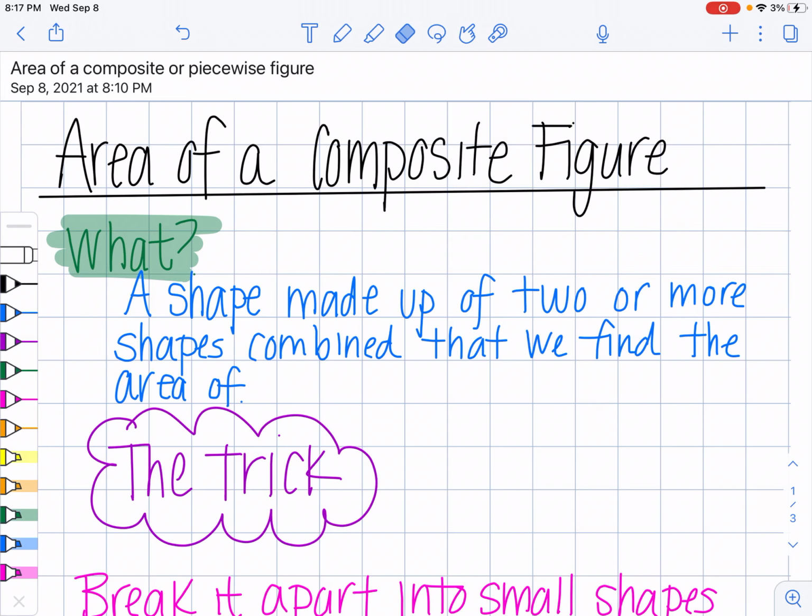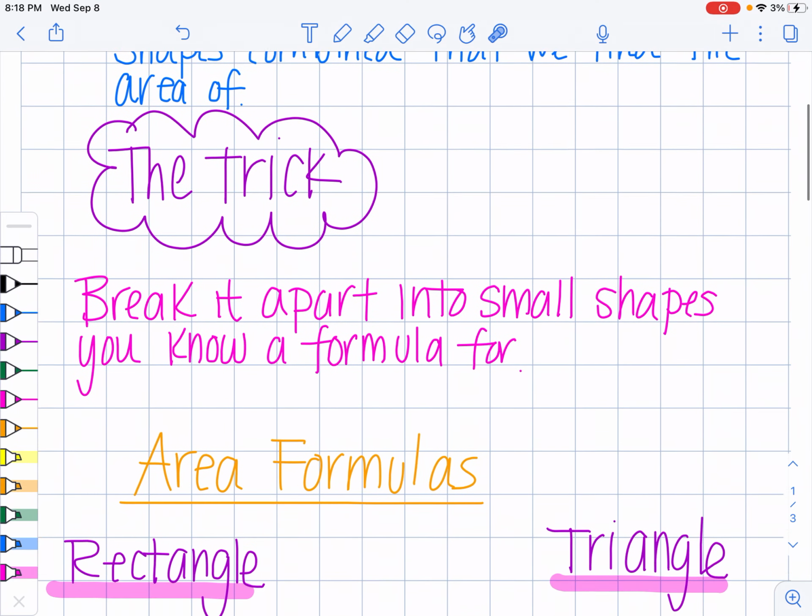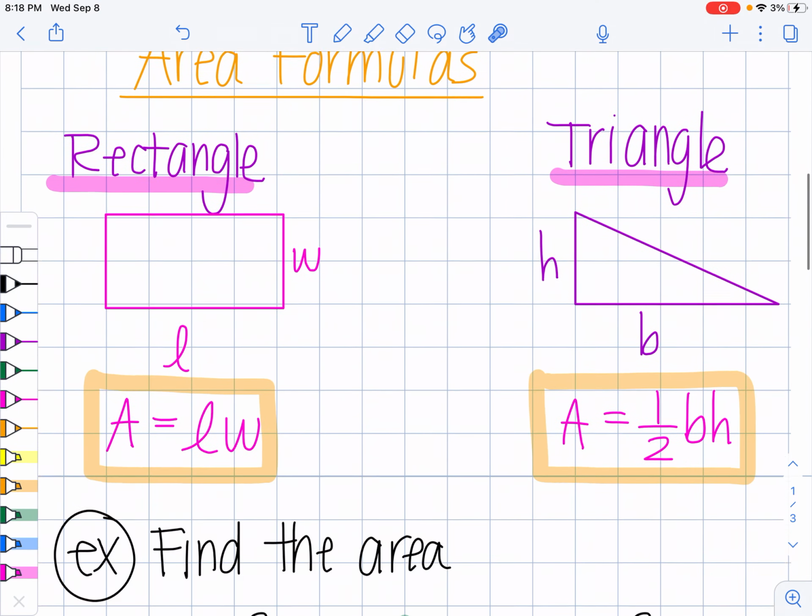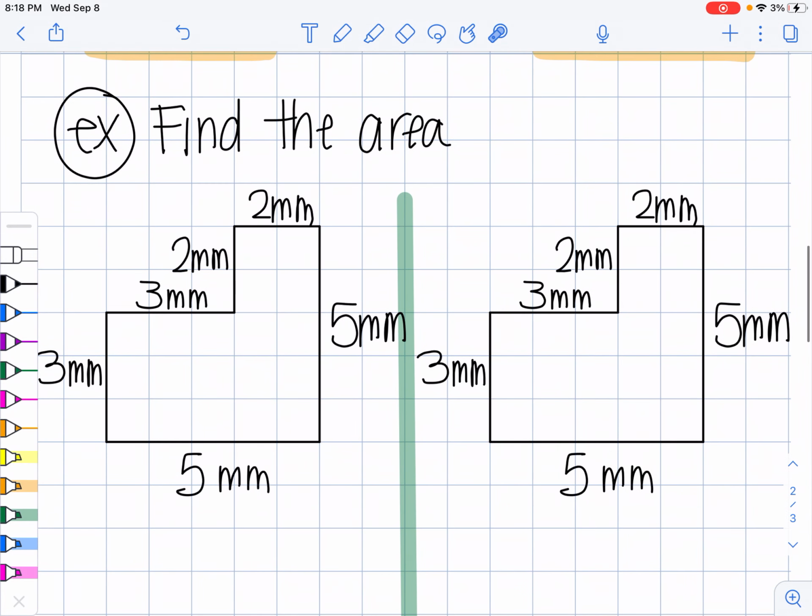In this lesson, we're going to talk about how to find the area of a composite figure, and sometimes they call this also a piecewise figure. So what does that even mean? A composite figure, or piecewise figure, is a shape that's made up of two or more shapes combined that we find the area of. A problem like this looks like this: a composite shape, a shape made up of more than one shape.